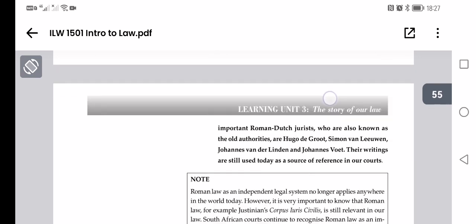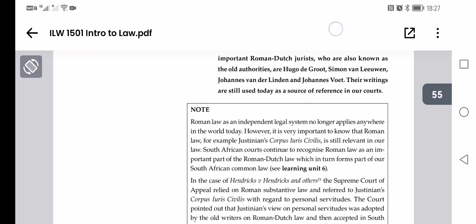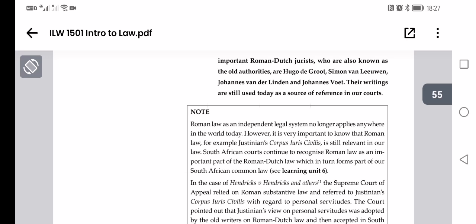Some of the important Roman Dutch law jurists, who are also known as the Old Authorities, are Hugo de Groot, Simon van Leeuwen, Johannes van der Linden, and Johannes Voet. Their writings are still used today as a source of reference in our courts.